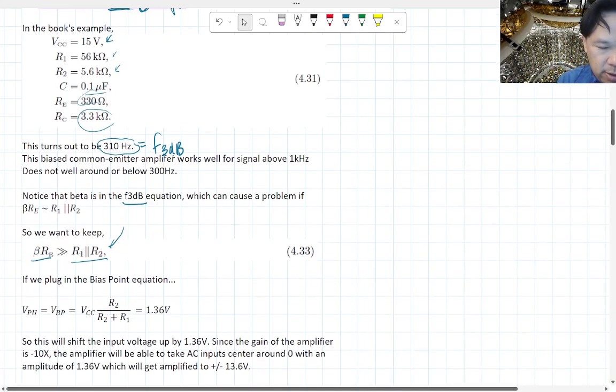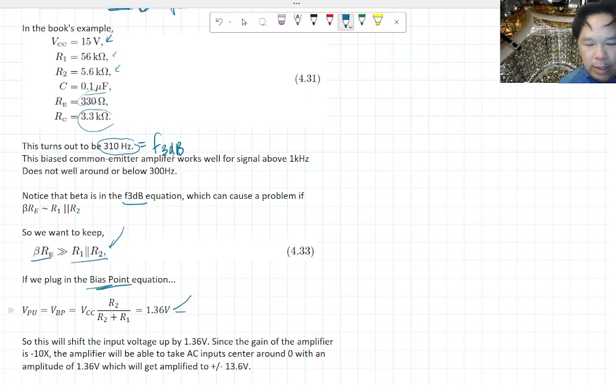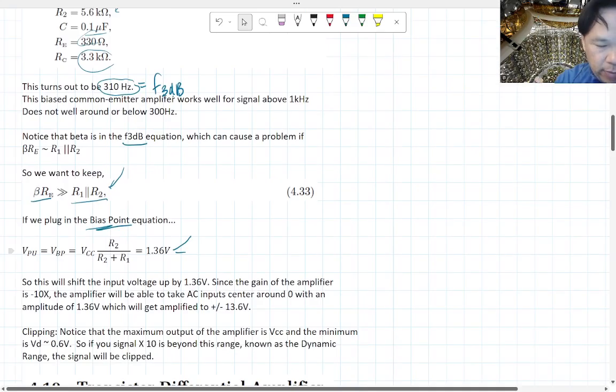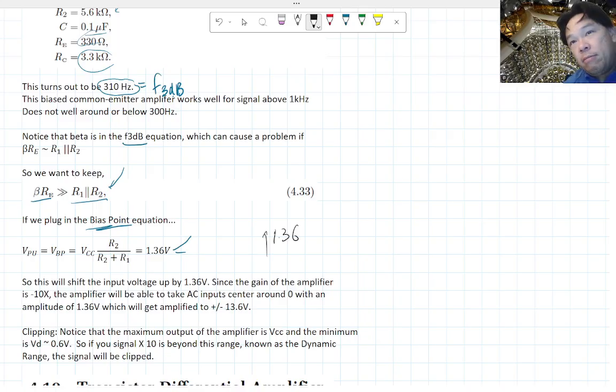If we plug in the equation for the bias point, this voltage divider, the bias point is actually going to be 1.63 volts. That means whatever signal you send in is going to get shifted up by 1.63 volts. So if you send in something that's negative 1.5, it will still have a negative swing. So you want to keep this plus or minus 1 volt on your signal input.